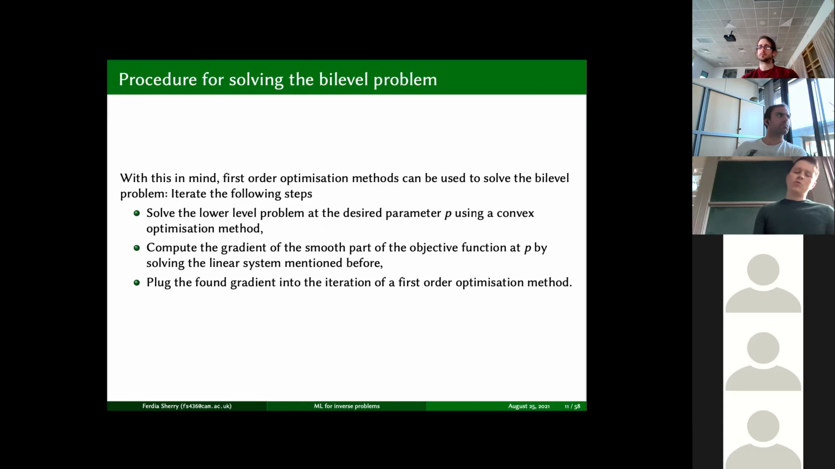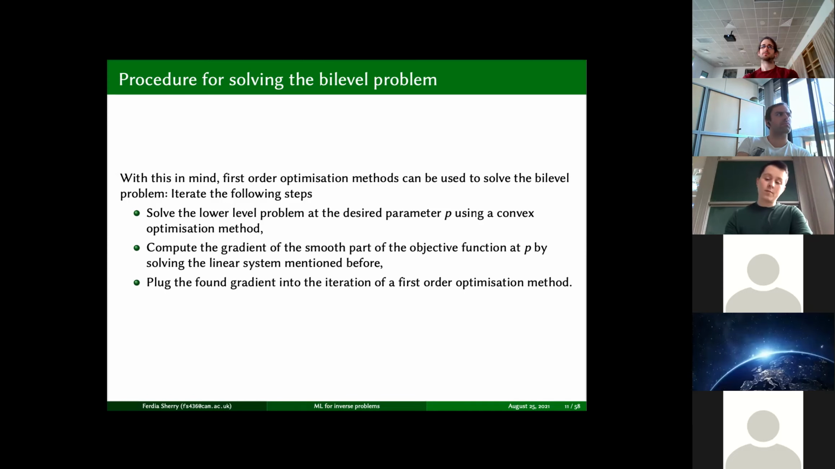The bilevel optimization problem in general is going to be non-convex, and in practice it's quite a hard problem, but if you follow the steps I mentioned, you can apply whatever gradient-based first order optimization method, and you can use that to at least make an attempt to solve the bilevel optimization problem.